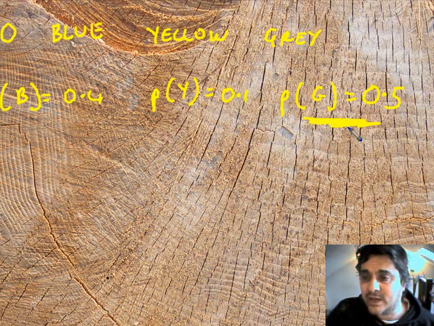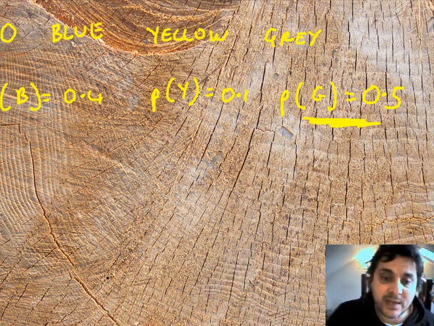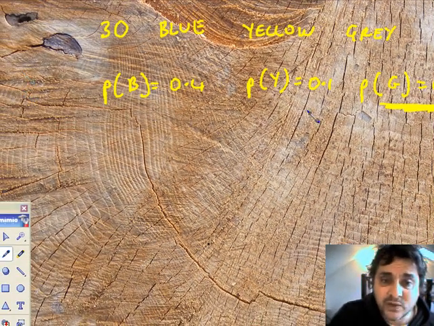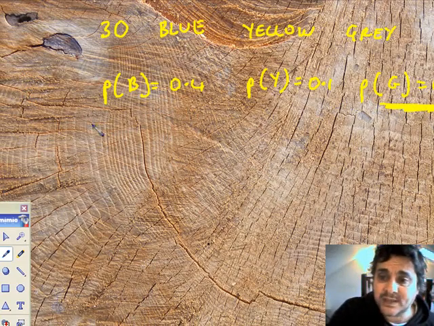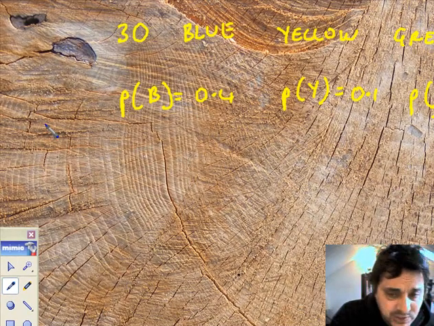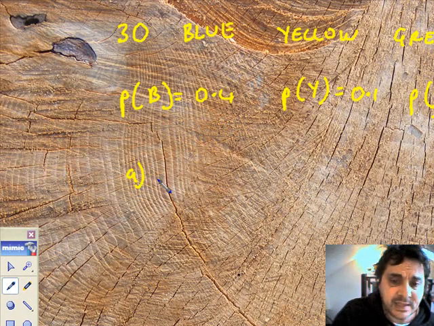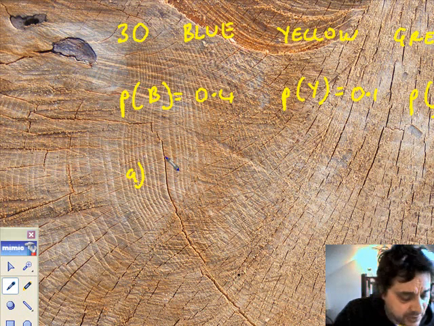So this is a calculation I've just done. It's not in the question, but I'm probably going to need to use it in a minute anyway. That's all the information I've got, and that's what I've been able to work out by myself so far. Right, here are the questions. How many blue marbles does he have? Well, the probability of getting a blue marble is 0.4.